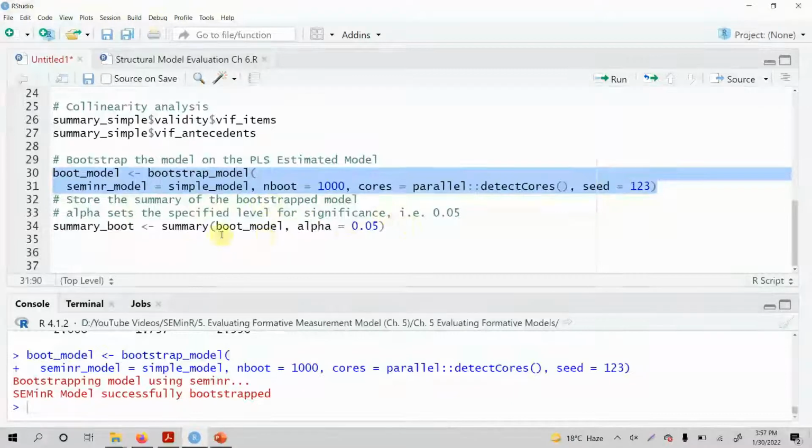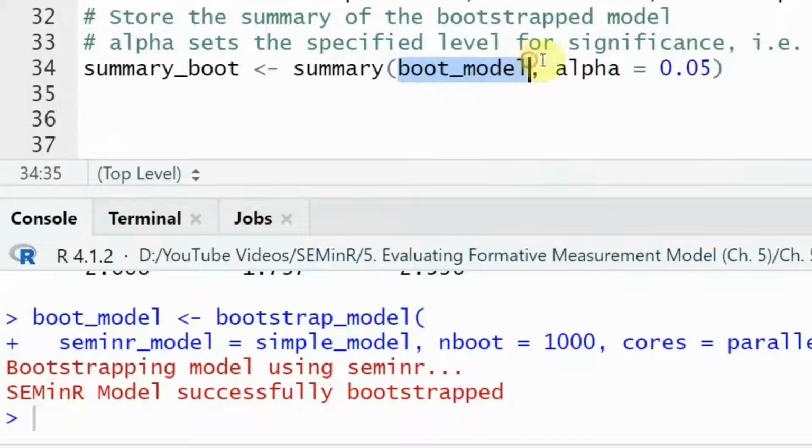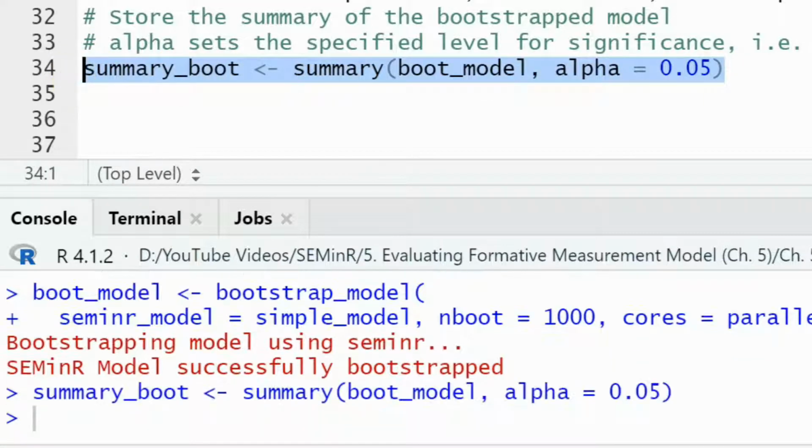Now that it is bootstrapped, I need the summary. How do I get the summary? I have to call in the summary function, give it the bootstrapped model, mention the alpha value, and this will put all the summary in this object. So let's run it. And now it's there.